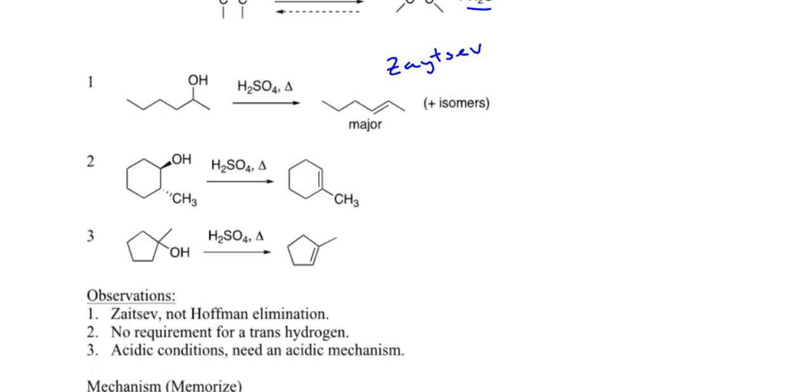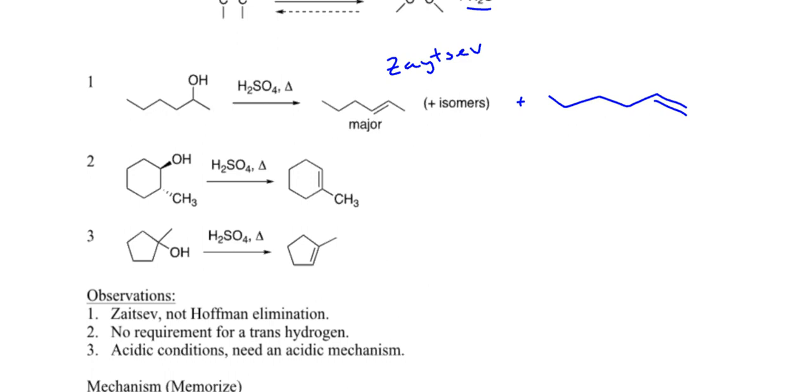If you did, it says plus some isomers. Well, that would be the minor. And the minor for that would be linked off of the same carbon. We need to be on that carbon right there, right? So we would have that as my other option, and that would be my minor. But my major is a Zaitsev.